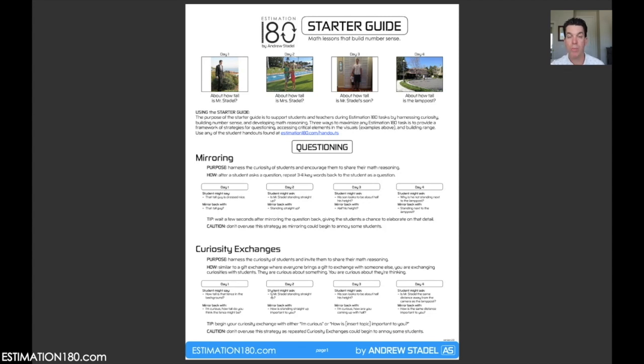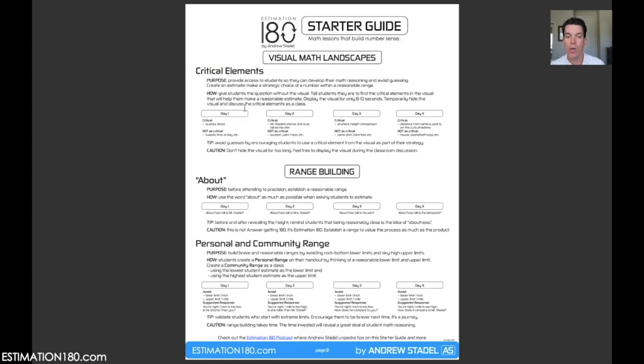Oftentimes students are curious about things, so there's a section here on curiosity exchanges. And you'll notice that as you move throughout that teacher guide, there's ways to utilize and leverage the visual math landscape that Estimation 180 provides you and students with. There are a lot of elements in there that students will find and they can use in their mathematical thinking. In terms of range building, that's a very important part of estimating because we're making a strategic choice of a number within a reasonable range.